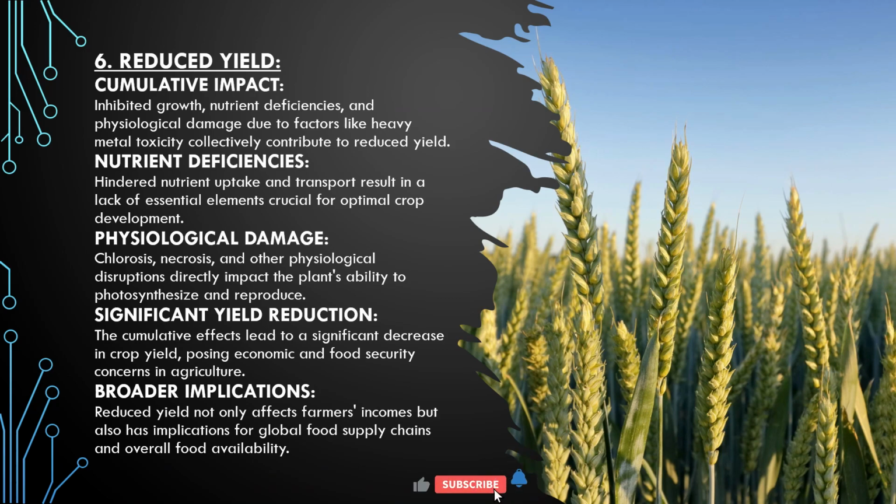Significant yield reduction. The cumulative effects lead to a significant decrease in crop yield, posing economic and food security concerns in agriculture. Broader implications. Reduced yield not only affects farmers' incomes but also has implications for global food supply chains and overall food availability.